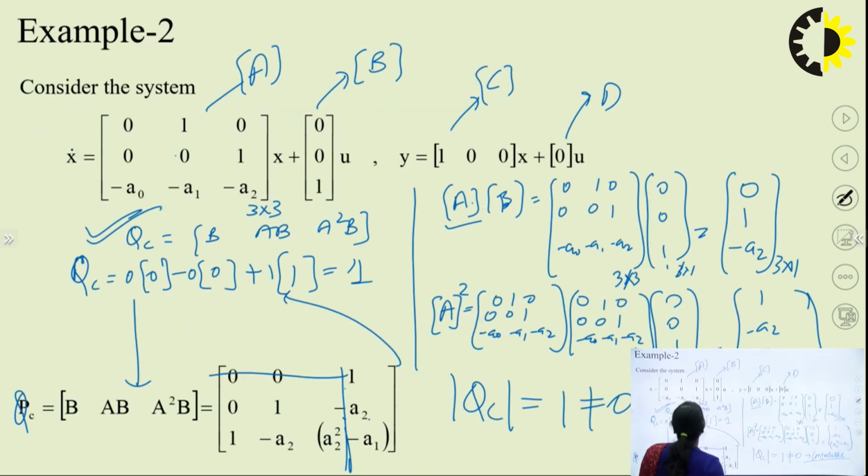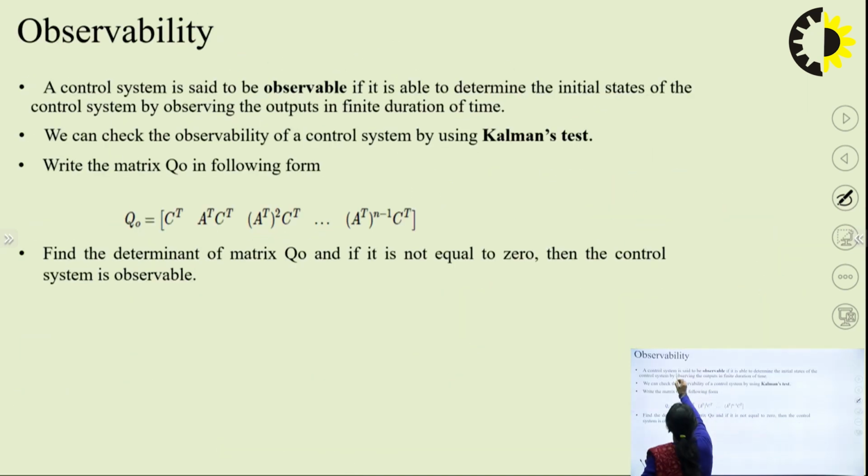Now coming towards the observability. So a control system is said to be observable if it is able to determine the initial states of the control system by observing the outputs, but in a finite duration of time. Again, this observability will be checked by using Kalman's test, as it was introduced by Kalman in the 1960s, and this controllability is dependent upon matrix A and B. Similarly, the observability is dependent upon the matrix C and A, right?